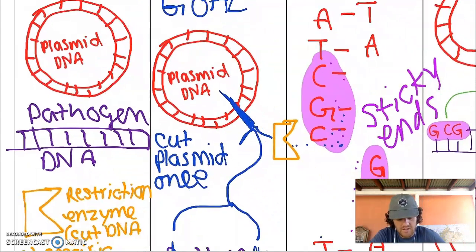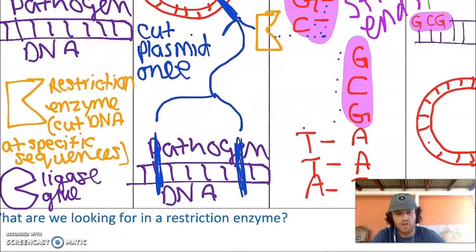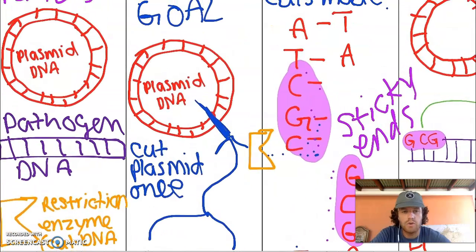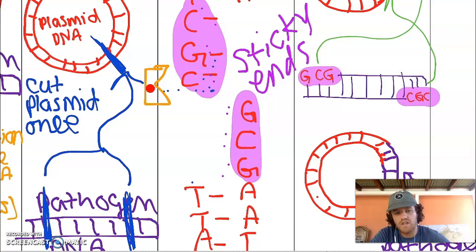So what we did is we cut the plasmid one time. That opened up the plasmid. We then took a section of pathogen DNA and we cut a gene out of it. This would have been a gene for pathogen proteins. We snuck that gene into the plasmid DNA. The way that we made those cuts is by using restriction enzymes. And restriction enzymes cut at specific sequences of DNA and they create sticky ends.